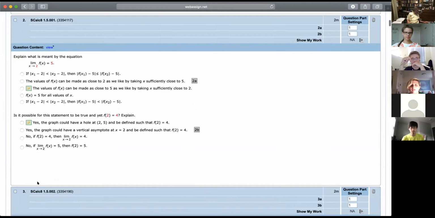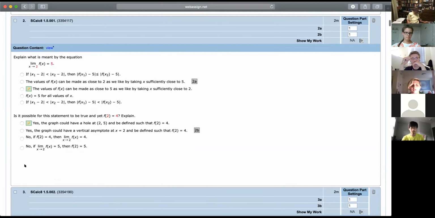Okay. So why do I say these are easy? Because they give you multiple choice, and you should know by now, this says x is near 2, f of x is near 5. So you look through here and you see which ones will work. And of course, when you read this one, I hope you'll say, yes, this makes sense. The values of f of x can be made as close to 5 as we like by taking x sufficiently close to 2. I hope when you read it, that this makes sense to you.